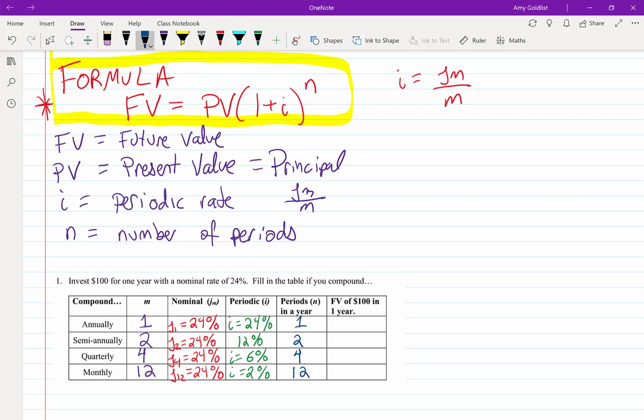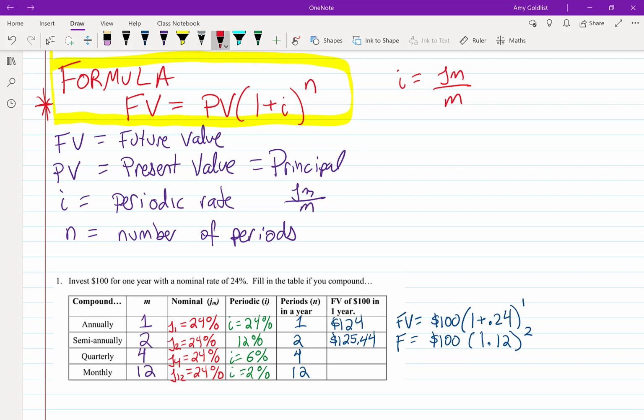So now we're going to do our future value computations. I'm going to write over here. FV is 100, 1 plus 0.24 to the power of 1, because it's 1 year. That gives me $124. For semi-annual, well, I take that $100 and it's 1 plus I. That's 1.12, but it's happening twice. When I compound it twice, I get $125.44. Your turn.